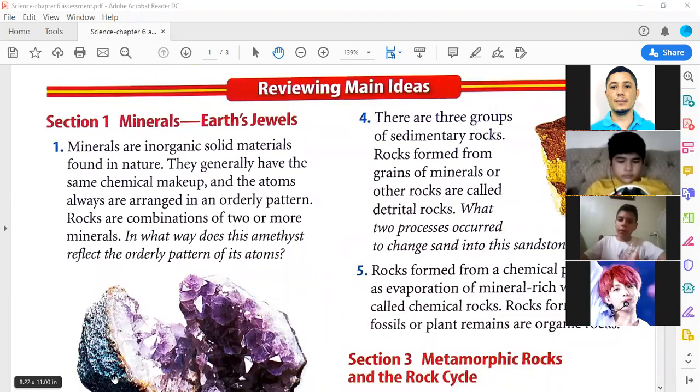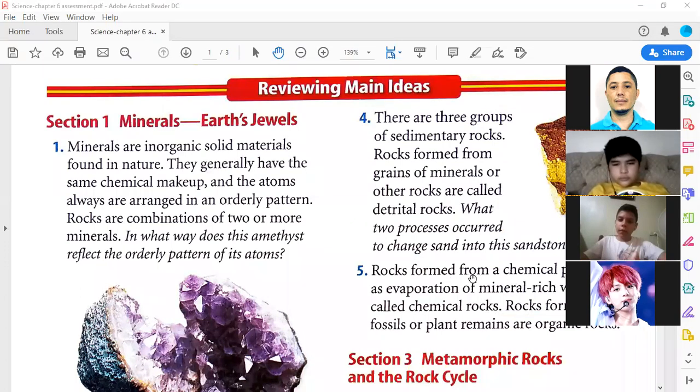There are three groups of sedimentary rocks formed from grains of mineral or other rocks are called detrital rocks. Detrital rocks. What to process occur to change sound into a sandstone.